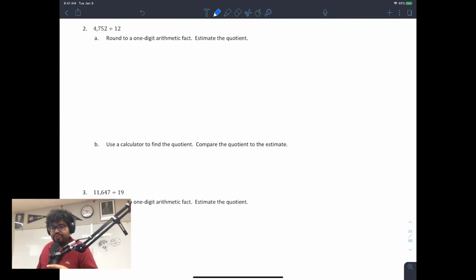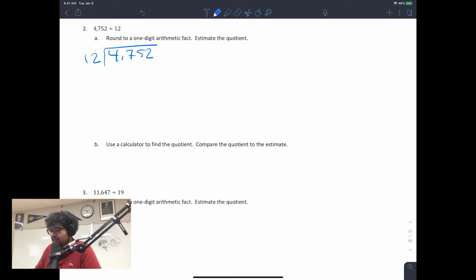Okay, so number 2. We've got 4,752 divided by 12. Now round to 1 digit arithmetic fact, and then estimate the quotient. Okay, so what do we do? First, let's go ahead and do the rounding, to make this simpler.